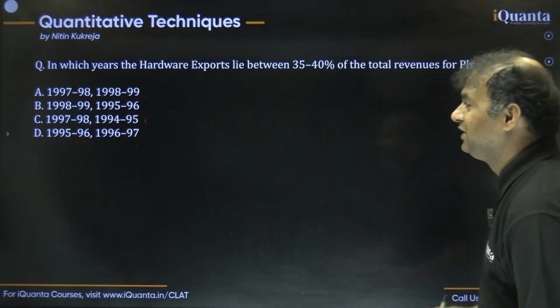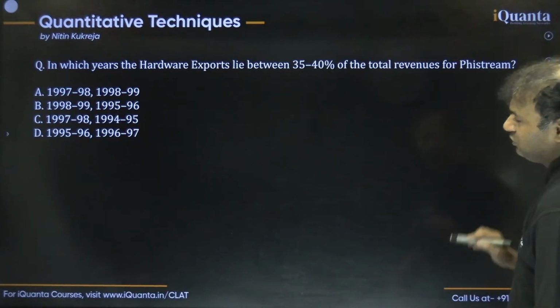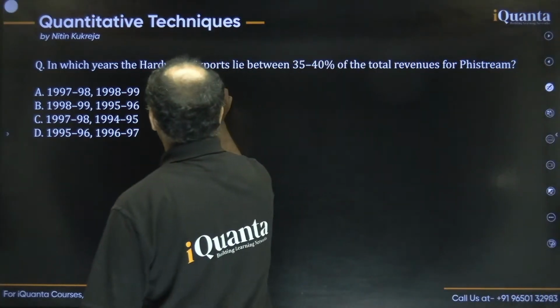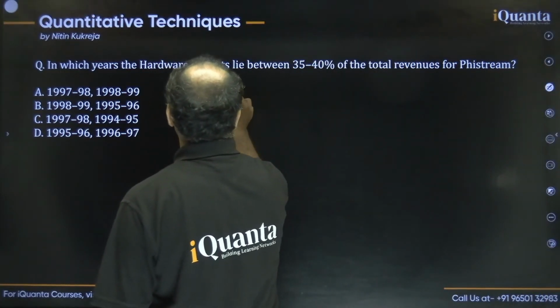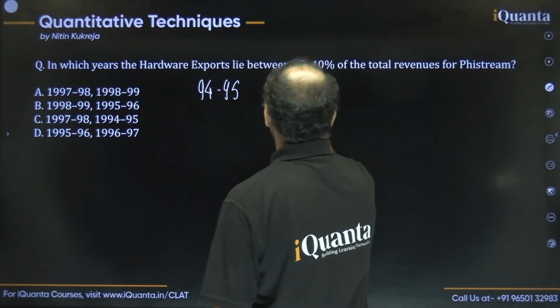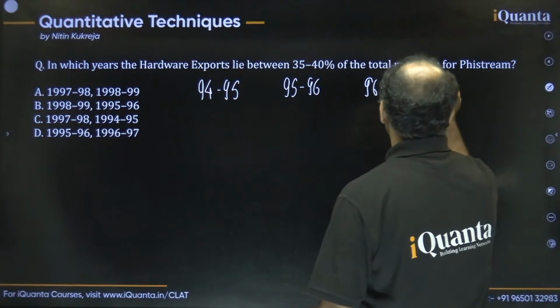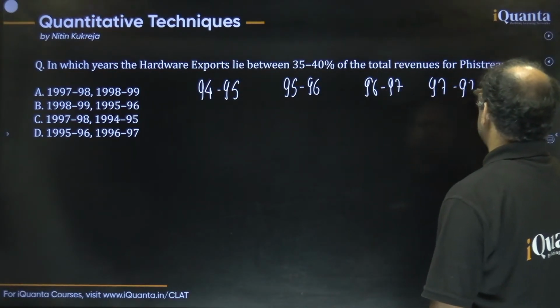So we cannot ignore checking any of the years. We have to check all of them. Okay, no problem. Let's start with 94, 95. Then 95, 96, 96, 97, 97, 98, and the last one is 98, 99.